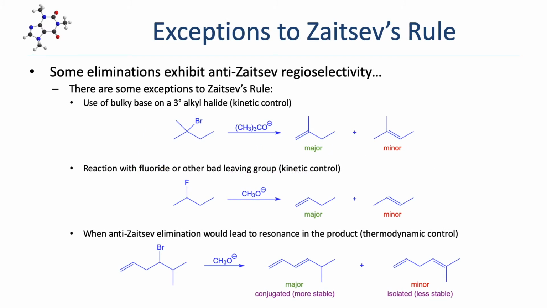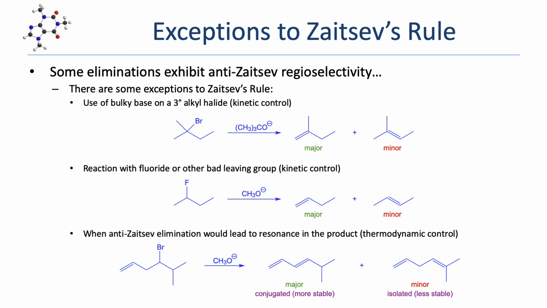Now, there are some exceptions to Zaitsev's rule. Some eliminations will exhibit anti-Zaitsev regioselectivity. The reaction of a tertiary alkyl halide with a very bulky base can force kinetic control in the elimination. If we look at this example, we can see that the major product is not the most highly substituted alkene, so this reaction exhibits anti-Zaitsev regioselectivity. It's simply easier for this big bulky base to remove a beta hydrogen from the primary carbon on the left than the more sterically hindered secondary carbon on the right.